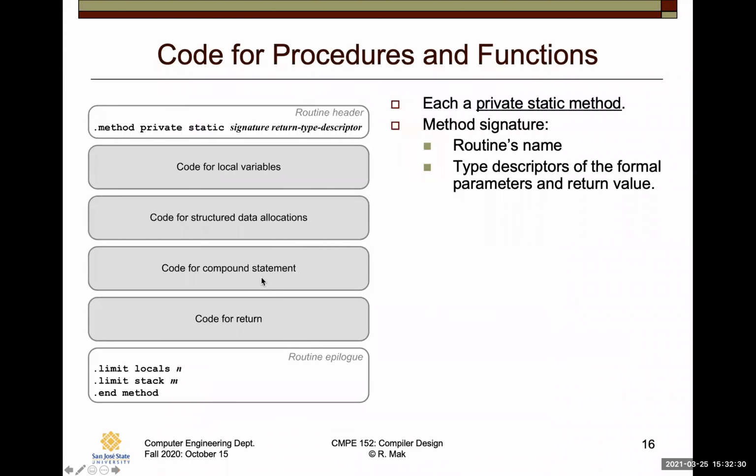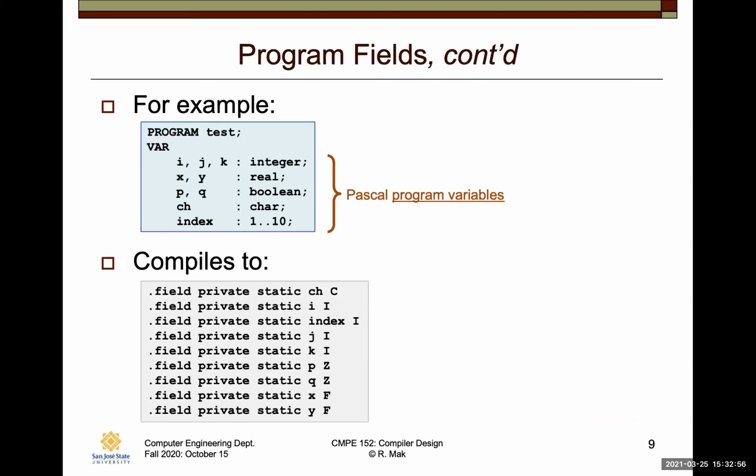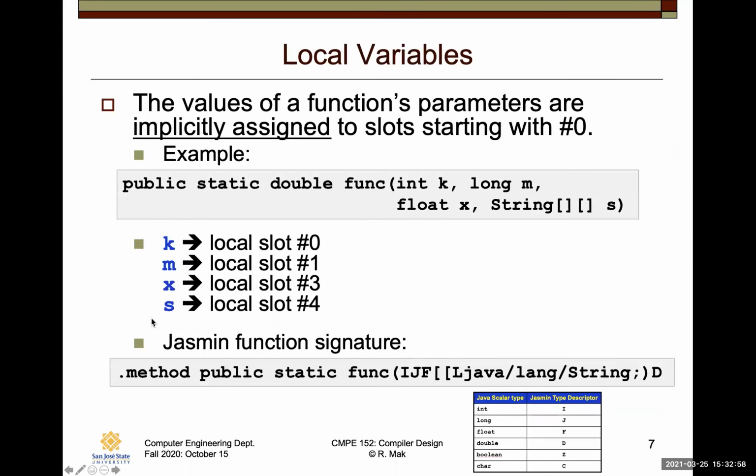This is what it looks like for just one procedure or function. It's going to be .method private static. We're going to compile every procedure or function into a static method. The signature of the function is the return type. You already saw an example of this back when I showed you this. Here's an example of one of those: we have .method public static, the name of the function, its signature, all the parameters, and its return type.